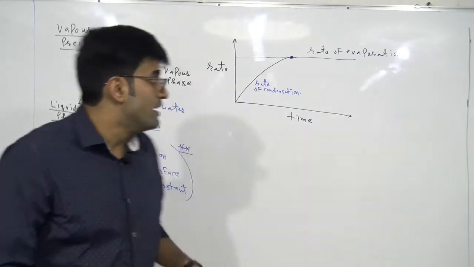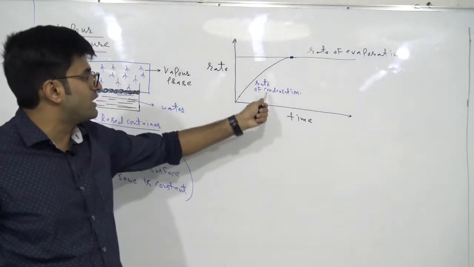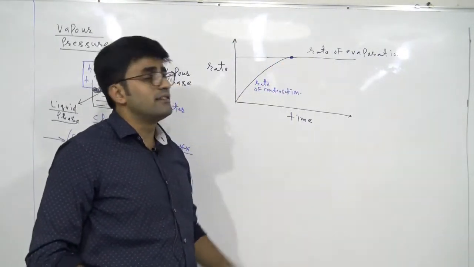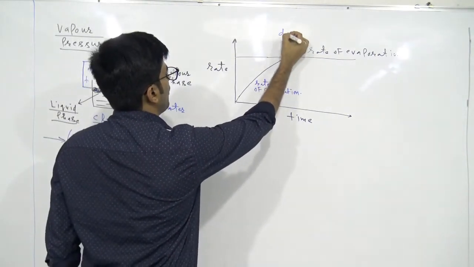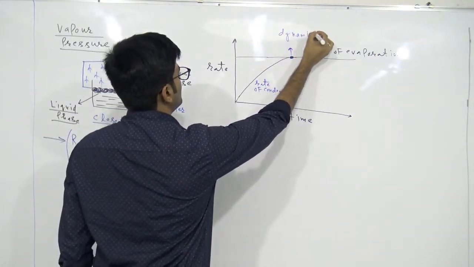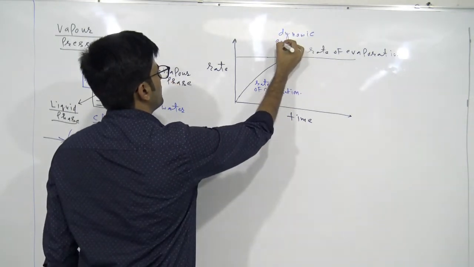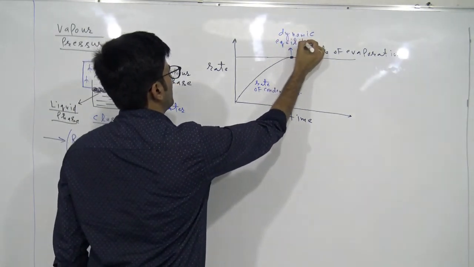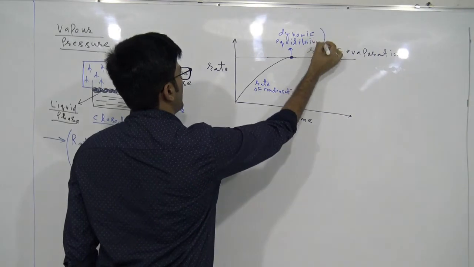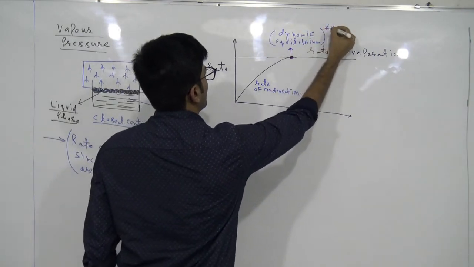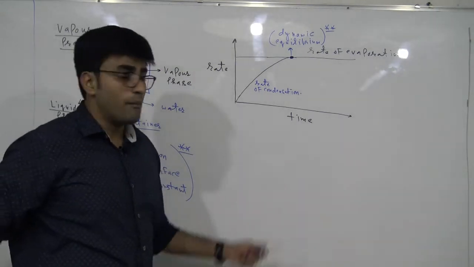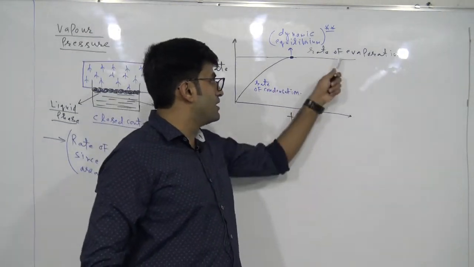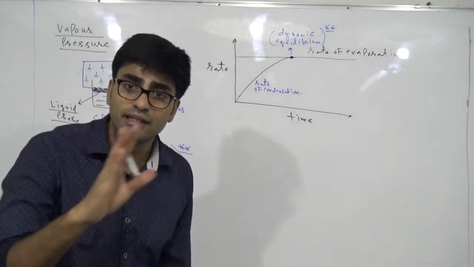Yes or no, right? So the point where rate of evaporation and rate of condensation become equal is the point of dynamic equilibrium. Why am I calling this point dynamic equilibrium? Because at this point, rate of evaporation and rate of condensation become equal.